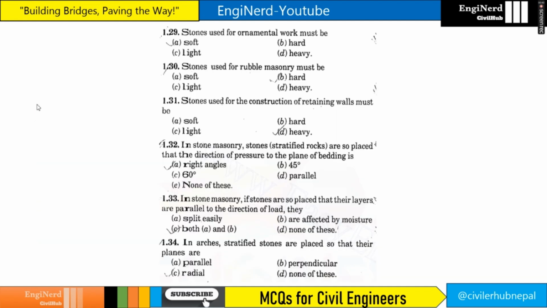Let's discuss some important questions. Stones used for ornamental work must be soft, right? Because we need to work on these stones. Stones used for rubble masonry must be hard. Stones used for construction of retaining walls should be heavy.